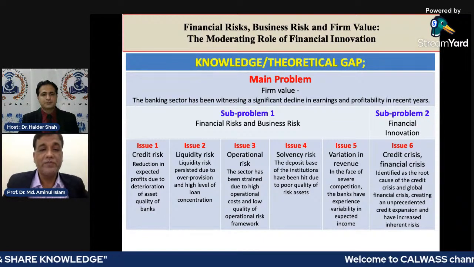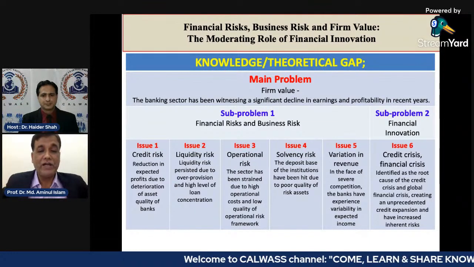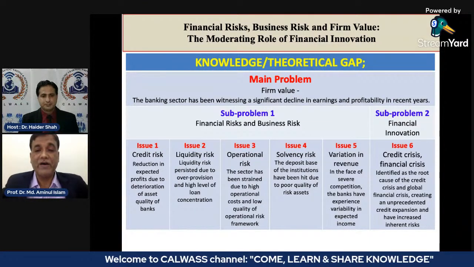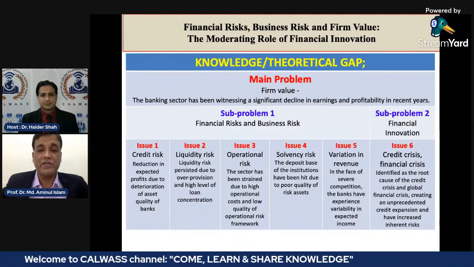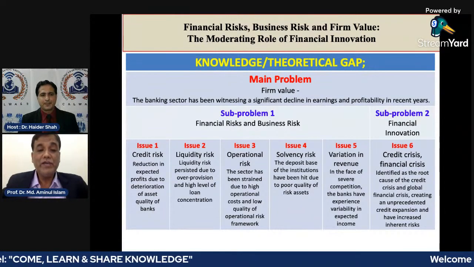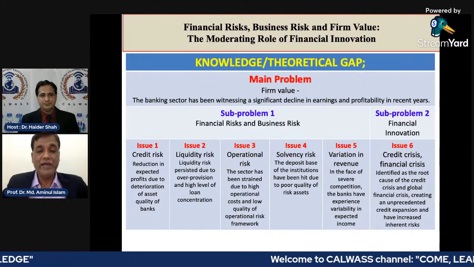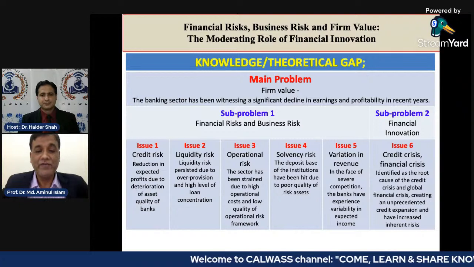He looks at financial and business risks. So you have credit risk, issue number 1, issue 2, 3, 4, 5. And then he found out financial innovation becomes very important. That's what he put as a moderating variable. So if you have the problem, you identify the issues, plot it the way I have plotted here, your life would be very easy.